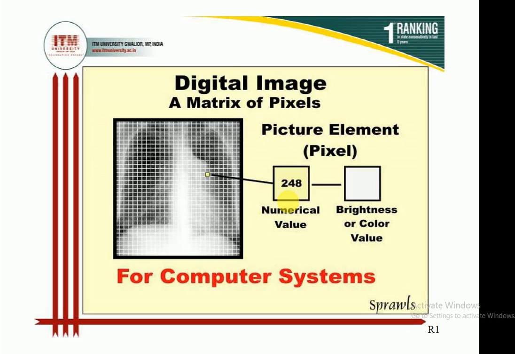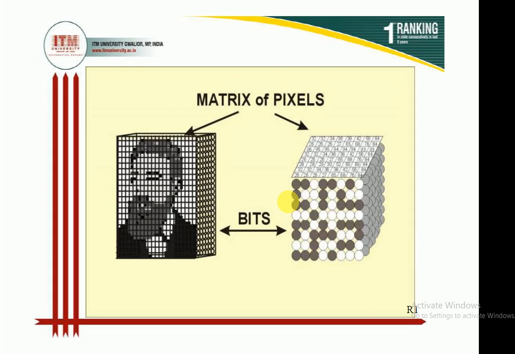So if the bit is 1, then the image will show only two colors. If the bits are more, then the shades of the particular color will be more. Here is an example of a particular image, and here it is seen how the bits are arranged for that picture.